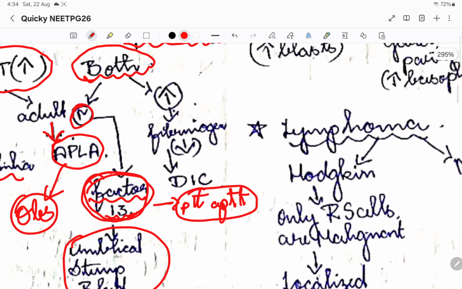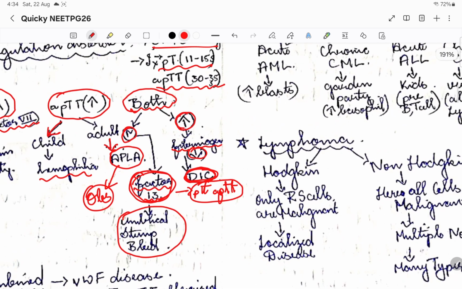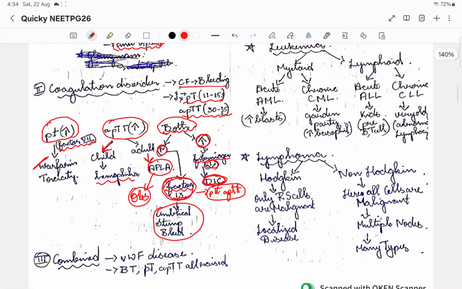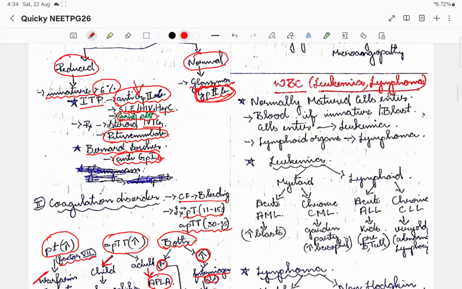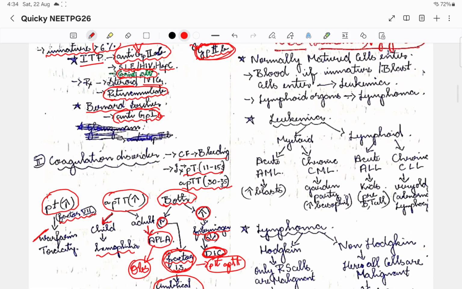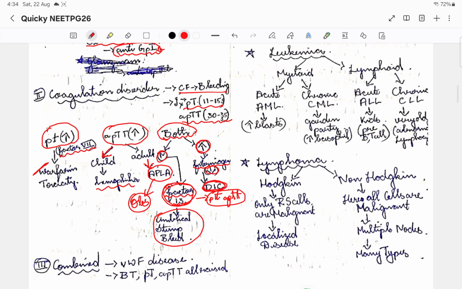Now if the PT and APTT are both increased, then it is going to be fibrinogen that is decreased. This can be seen in DIC. In DIC we can suspect APTT and PT to be increased. So now you know all the pathologies with respect to platelet disorders and coagulation disorders, right?